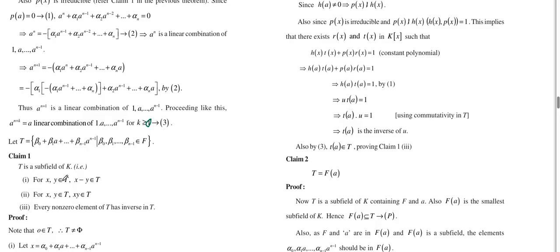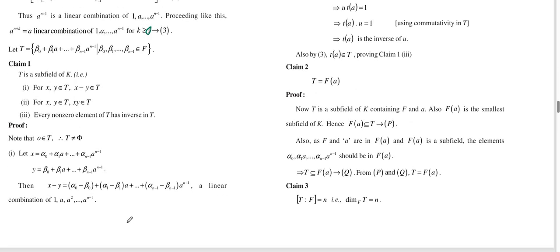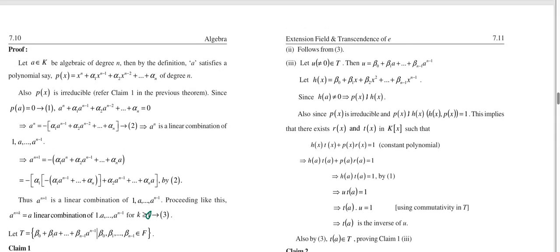That means we have to prove that for x and y in T, x minus y belongs to T. Again for x and y in T, the product xy belongs to T, and every non-zero element of T has an inverse in T. So first we notice that 0 belongs to T, therefore T is non-empty. And we shall take two elements x and y in this way. When you consider the difference, this is what you get. That is again a linear combination of 1, a, a square and so on up to a^(n-1). Therefore, it's a member of T.